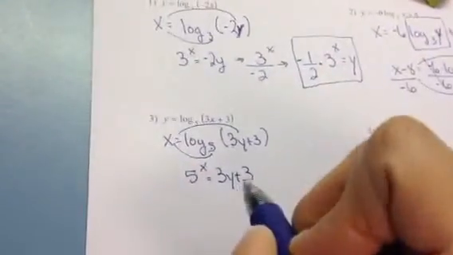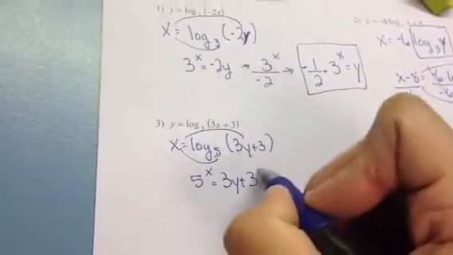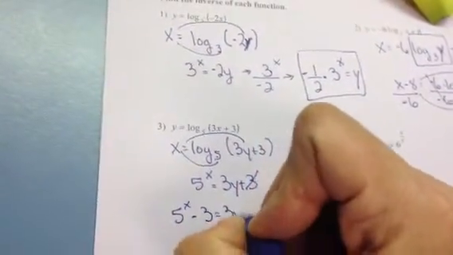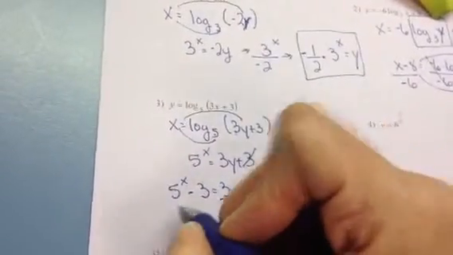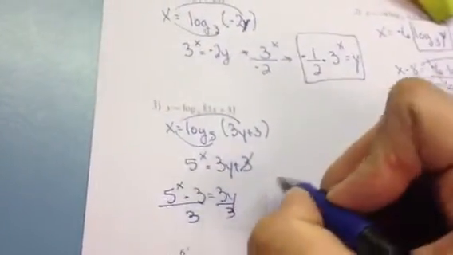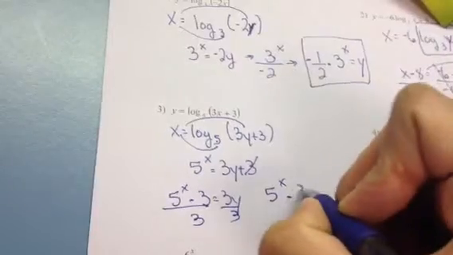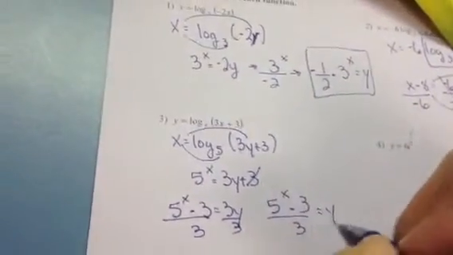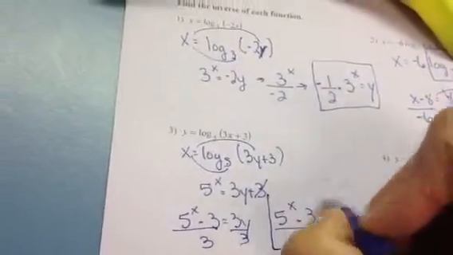Now to get y by itself, first I'm going to subtract this 3. And then I'm going to divide by this 3. And again, it is fine to leave the answer just like this. There's a better way to write it, but this is fine. We won't go into that, not for this.